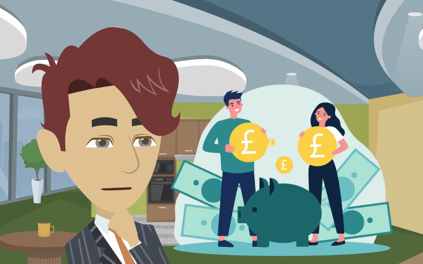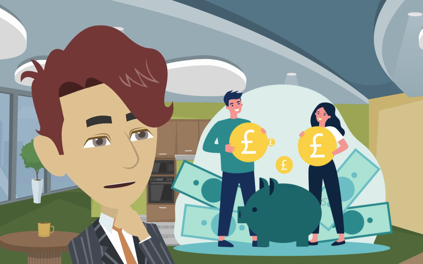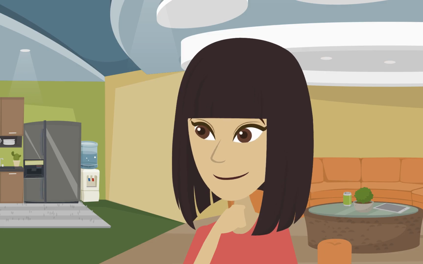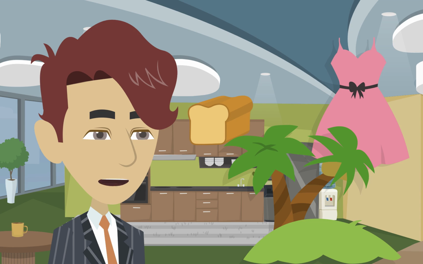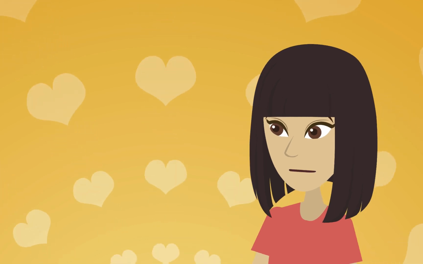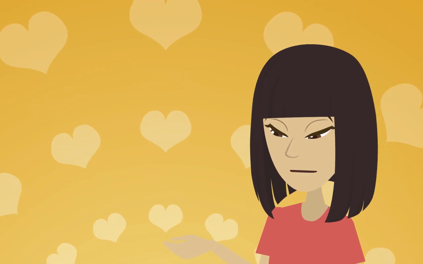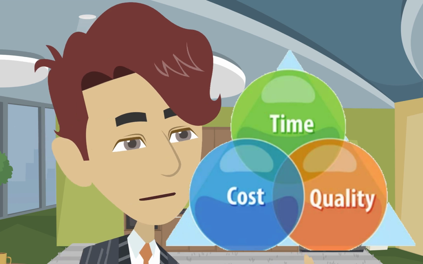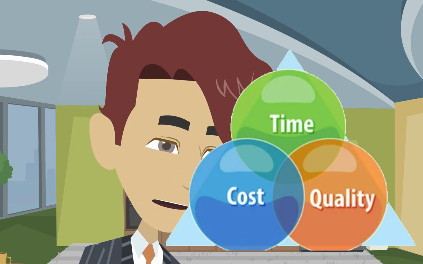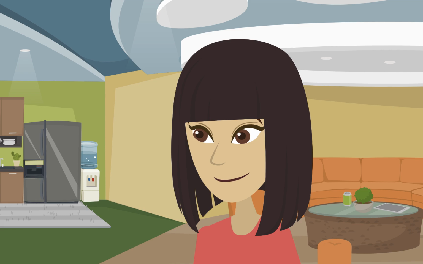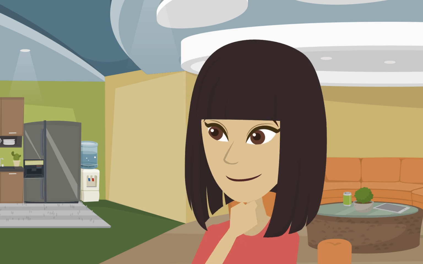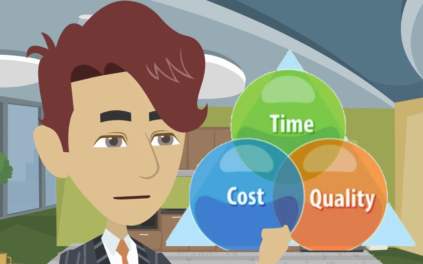Exactly. Another example is how families have to decide how to spend their income. They can buy food, clothes, or take a vacation. But they can't do all three without limit. I see. So it's about making choices and prioritizing what's most important. Precisely. Trade-offs are a fundamental concept in economics because they help us understand how people make decisions and the consequences of those decisions.